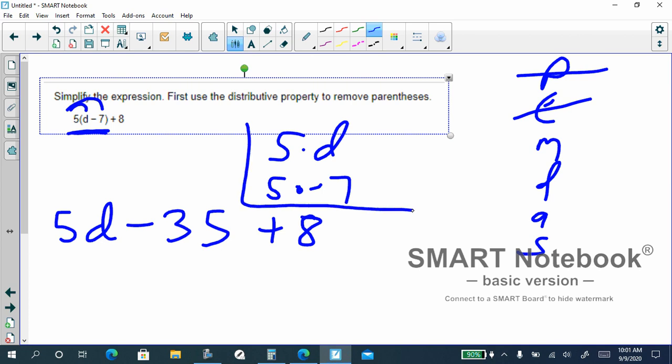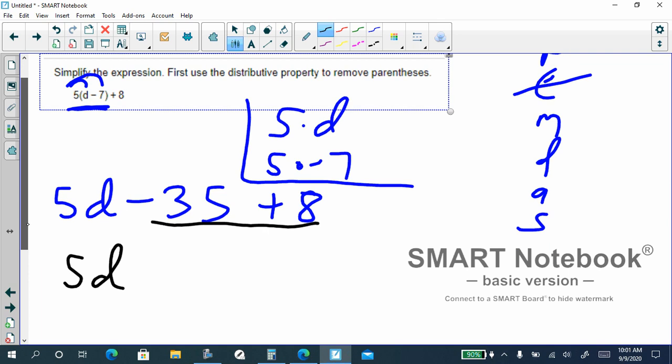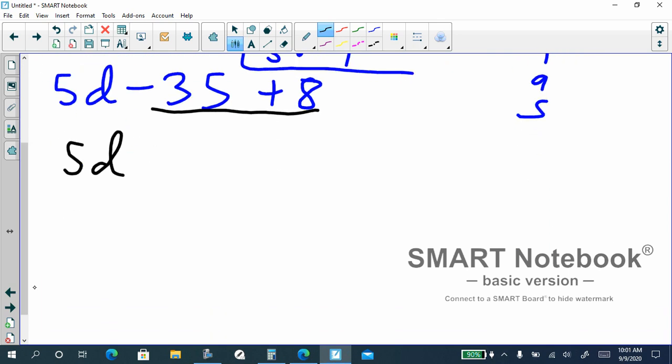And now we combine like terms. We only have one D term, so bring it down. And then for the numbers, it's easy to mess this up. It's easy to see the plus and want to add, but the 35 is negative. So we have opposite signs. One is negative, one's positive. So opposite signs, we subtract.